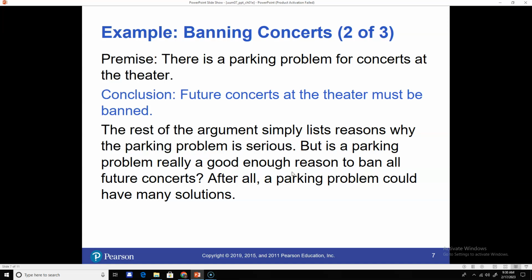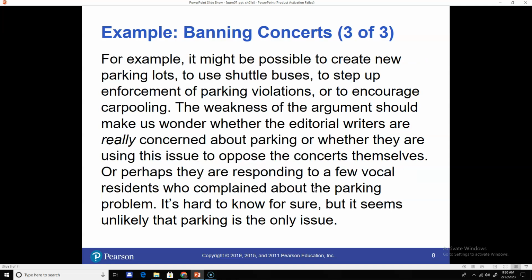And then here again, is this incident actually a good enough reason? The parking problem could have a bunch of different solutions. Here they list different possible ways that could change that. You could maybe have new parking lots. In addition to that, maybe there's the development of a parking garage, which could increase the space over a landscape vertically.